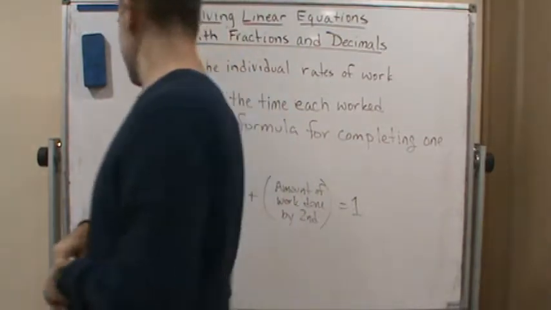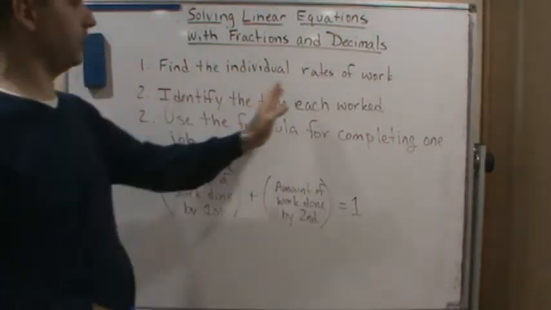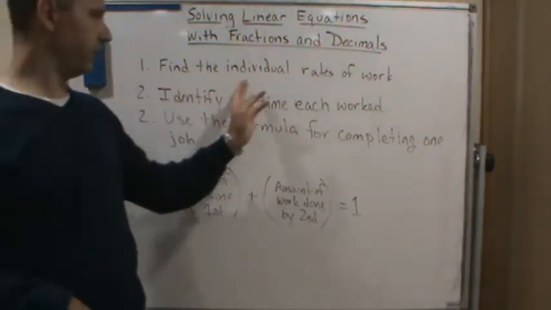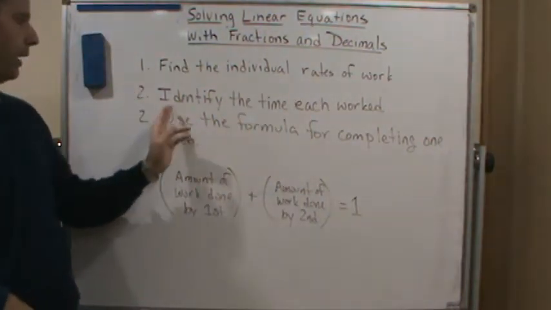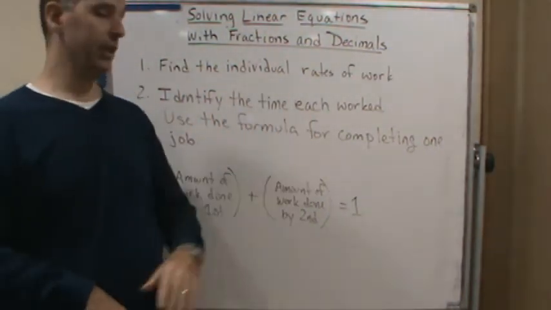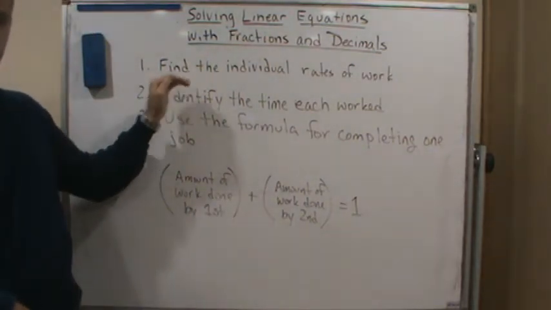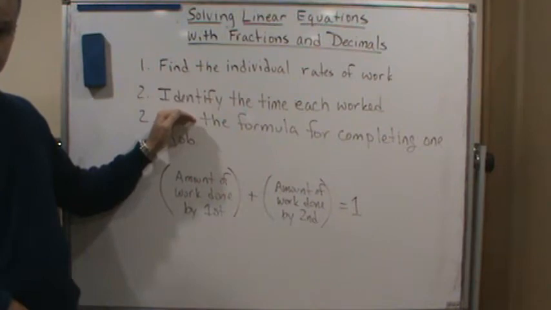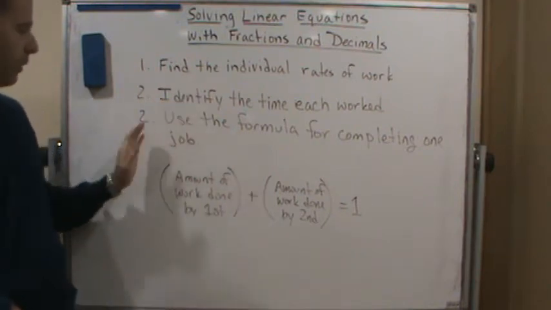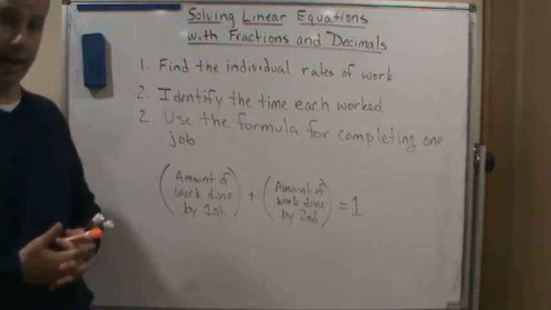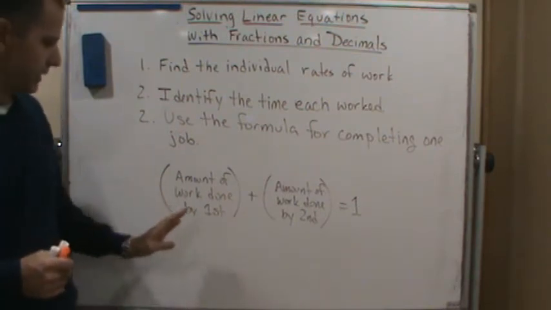The first thing is we want to find the individual rates of work. Once we know the individual rates of work, we want to identify the amount of time each worked. So we want the individual rates and the time that each person or machine worked. Then we're going to use the formula for completing one job.